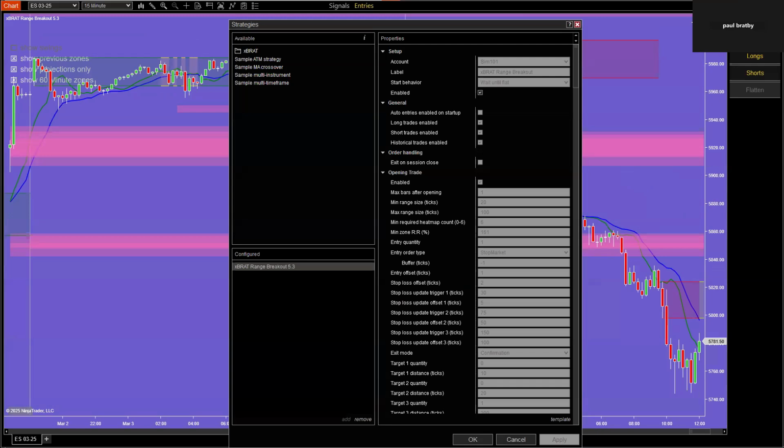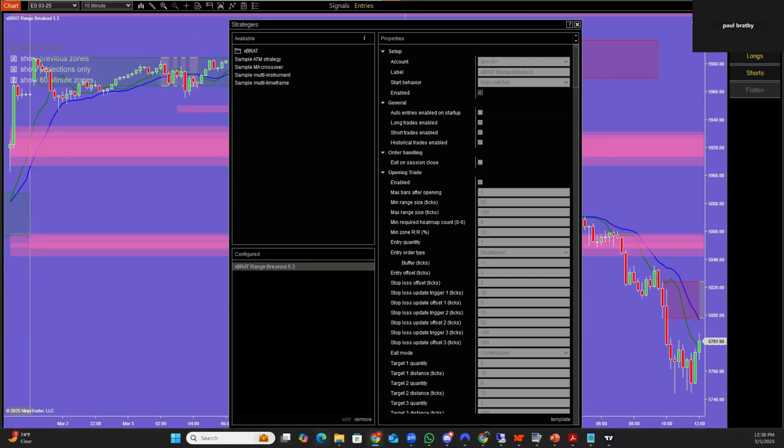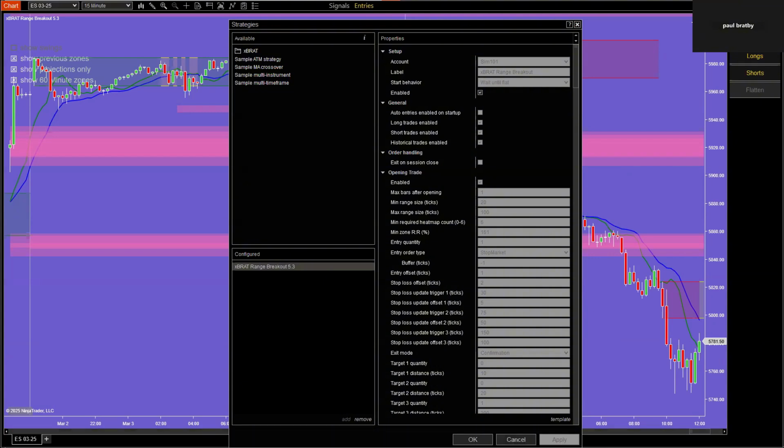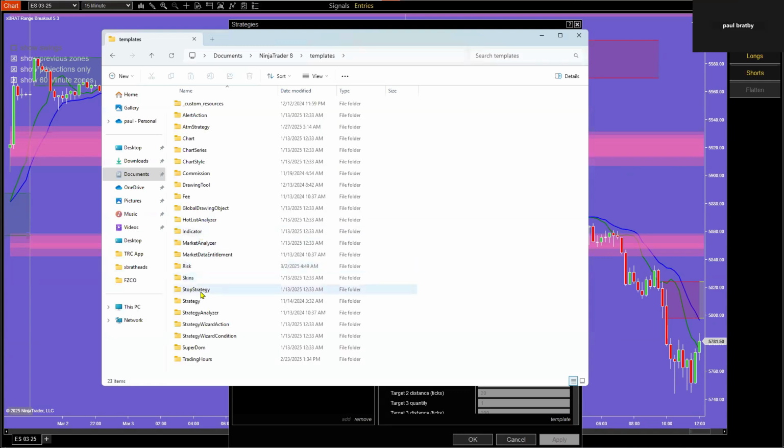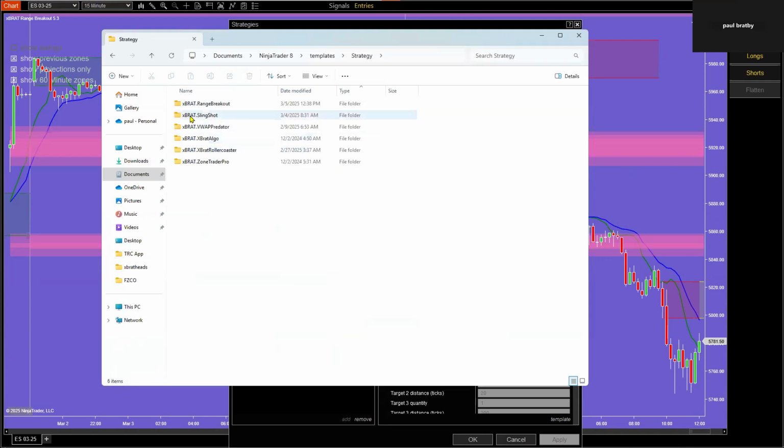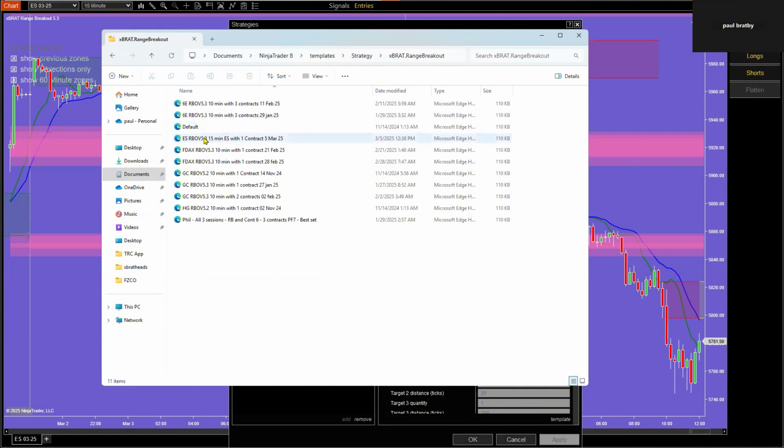So I'm going to put this in while I remember. So we've got a Google Drive, and in the range breakout, I am going to, so in the NinjaTrader, templates, strategy, range breakouts, going at ES, and just drag and drop that into our Google Drive, and then let everybody know on Discord.